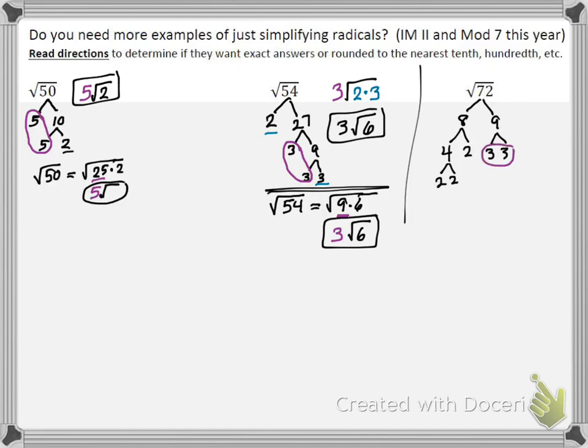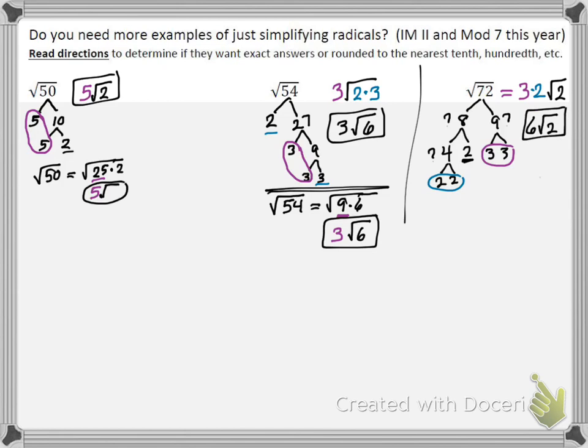Pair of 3s. He gets to go outside. Pair of 2s. He gets to go outside. Like this other 2 doesn't have any pairs. Every once in a while I hear somebody say, well, what about the 8? What about the 9? As long as they're not the ends of the branches, we don't have to worry about them. We only deal with ends of branches when we're looking for pairs here. Okay, so I'm back here saying 3 times 2 on the outside is 6. Leftover 2 on the inside, 6 root 2.